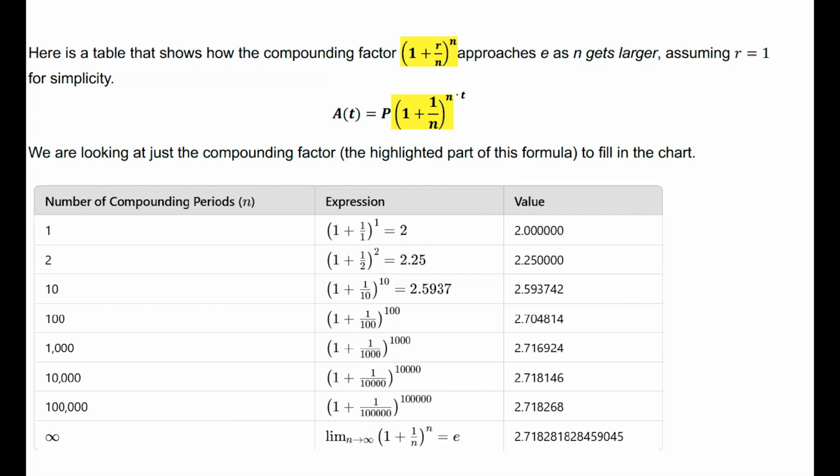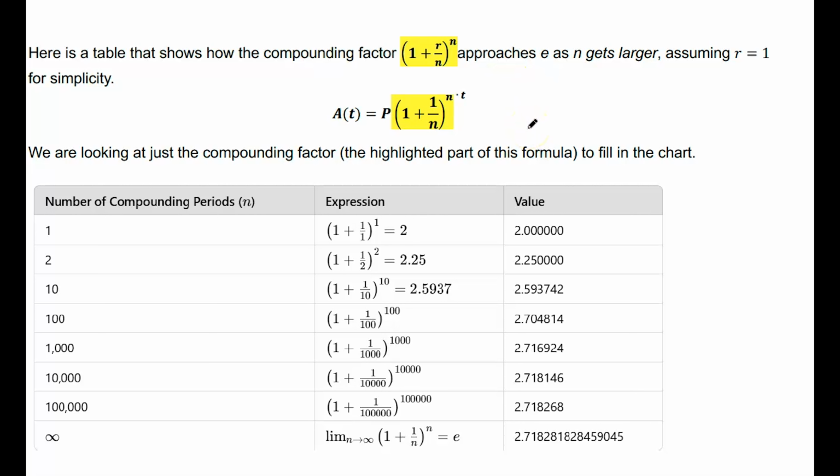We are still talking about section 7.8 and dealing with compound interest. In this video, we're going to look at this compounding factor that shows up in our compound interest formula. So that part that is highlighted in yellow is the part that we're specifically going to be looking at.